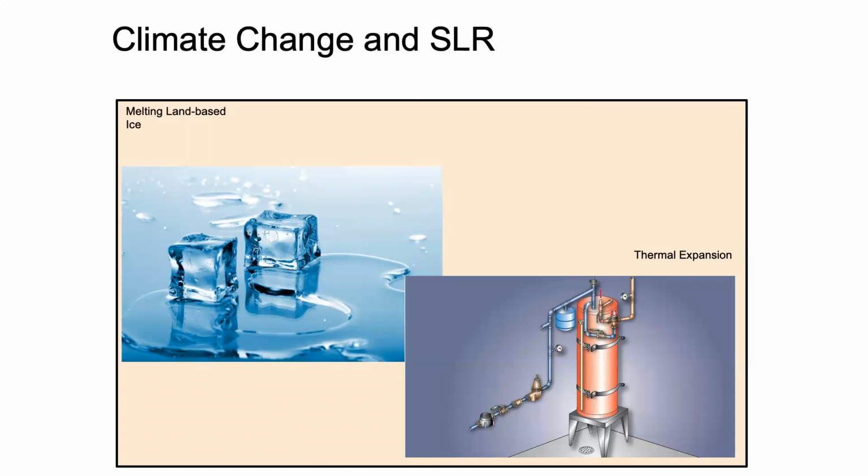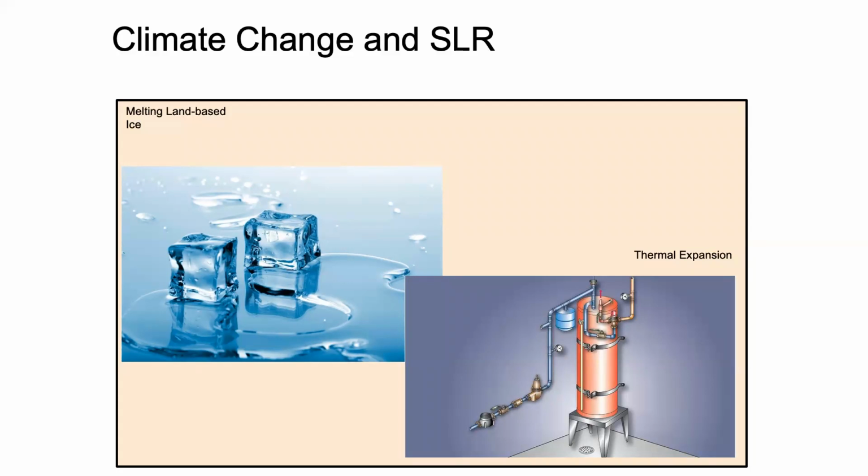And these are processes that we tend to interact with on a daily basis, and these are processes that are happening at a global scale that link climate change to sea level change. The first is thermal expansion, so the concept that water expands slightly as it warms, and in the ocean basins, that expansion is manifested as sea level rise.